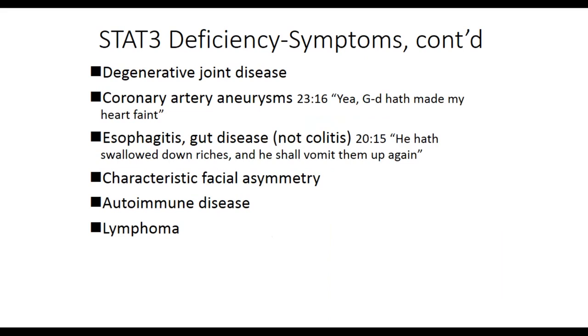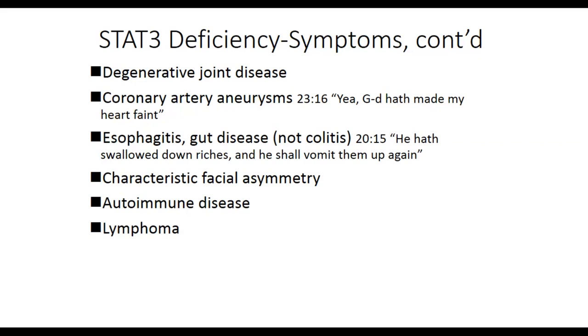Degenerative joint disease definitely happens, and it could well be because of the hypermobility to some extent. Very much unrelated to the immune system, we think, coronary artery aneurysms. You can find them in almost everybody, something wrong with the vasculature. Very, very few people actually have a consequence of it, but they are there. There is absolutely eosinophilic esophagitis. I love that quote there.